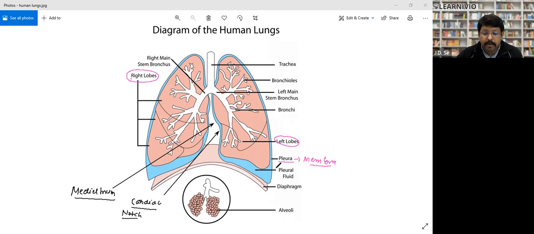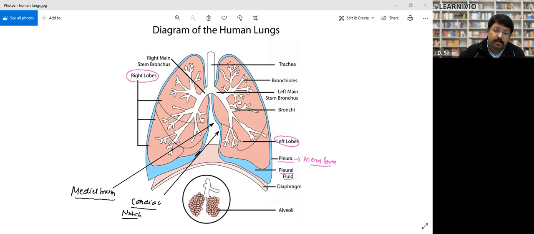Inside the pleural membrane, there is a fluid called pleural fluid. The lungs expand and contract inside the pleural membrane. It protects the delicate lungs from friction, right? It protects them from being ruptured.